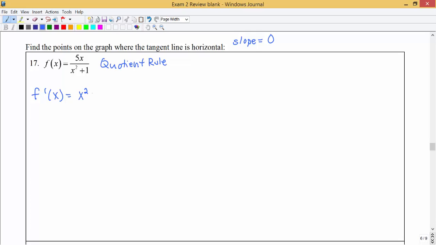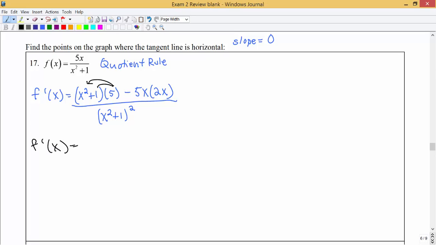So that's the denominator times the derivative of the numerator minus the numerator times the derivative of the denominator, which would be 2x, all over the denominator squared. Okay, we're going to set this equal to 0, so let's clean this up a little bit before we do that.